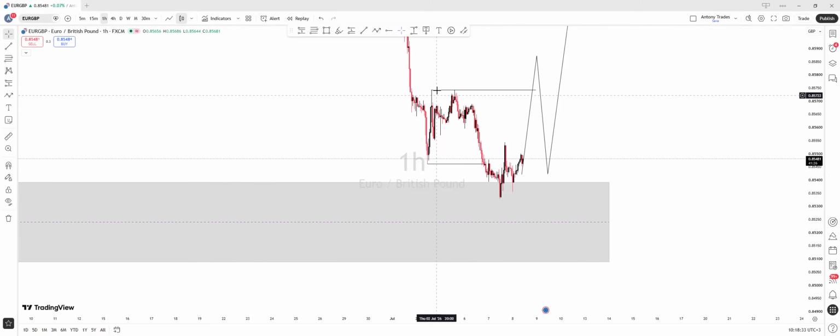Also, don't forget that this is a very protected high. So if the market breaks this high, you have a very strong change of character. You can now join with the pullback, and then you target the high to the upside.